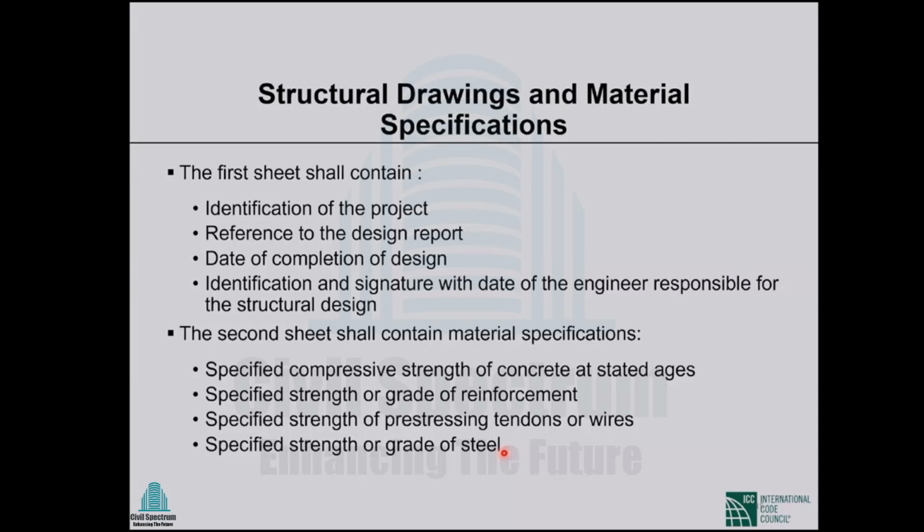The second sheet shall contain material specifications, specified compressive strength of concrete at stated ages. For example, we need the 7-day strength of concrete so that we can decide if we can remove the props or not, things like that. Or in case of pre-stressed concrete, that is very important, when we can jack the concrete. So we need initial strength, things like that. Specified strength of or grade of reinforcement, whether it is 400 MPa or 560 grade or 72.5 grade or 40 grade reinforcement.